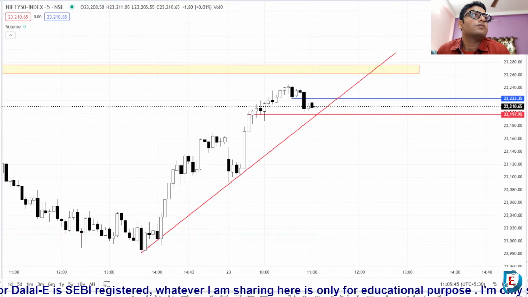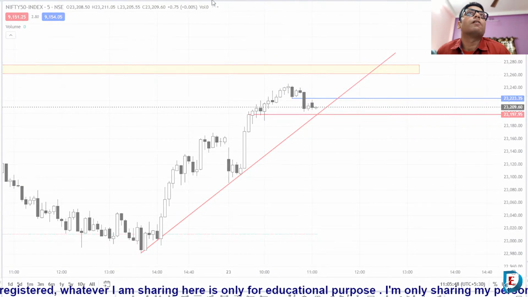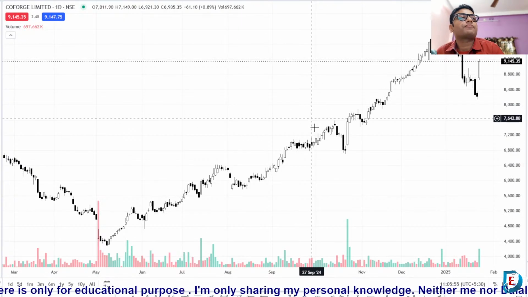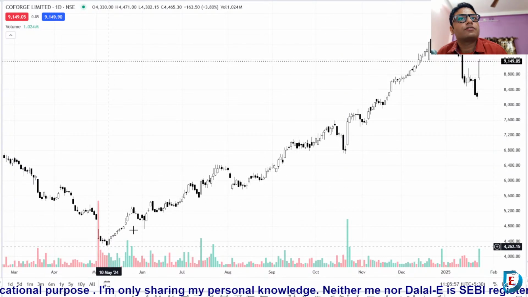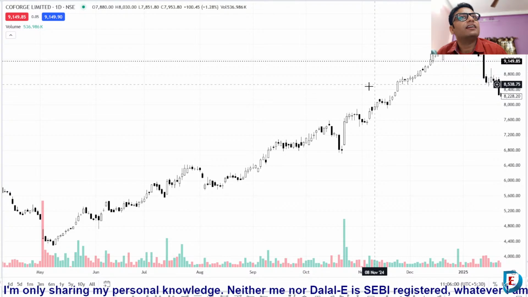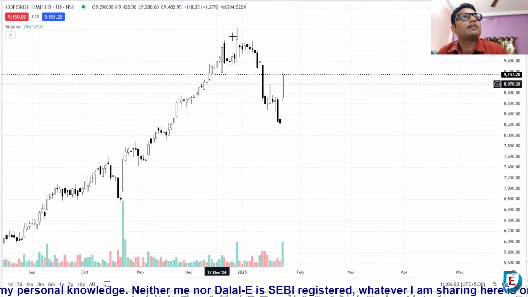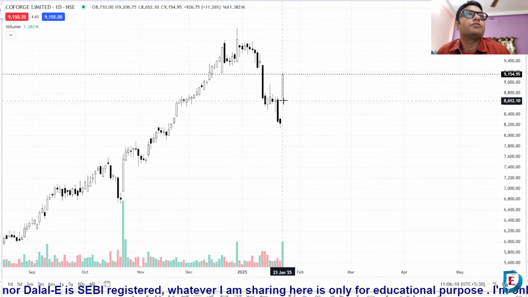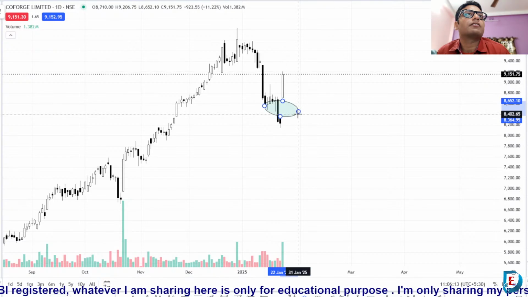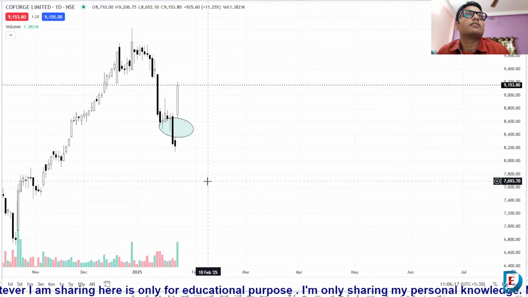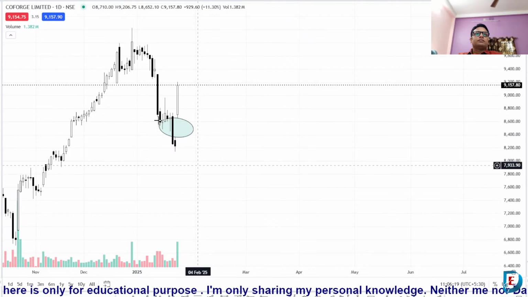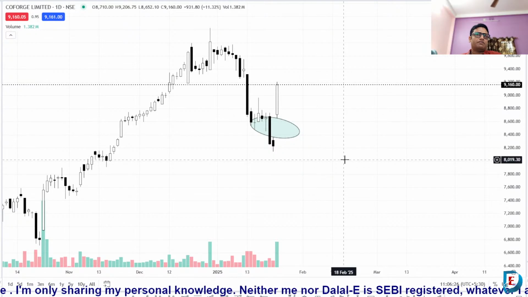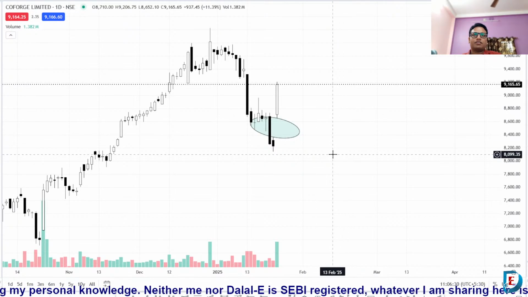Okay, one stock I would like to discuss right now is Coforge. This stock had a mega rally, and then the stock got corrected, and today a huge gap has been created right here. This gap may get filled in the next trading days.